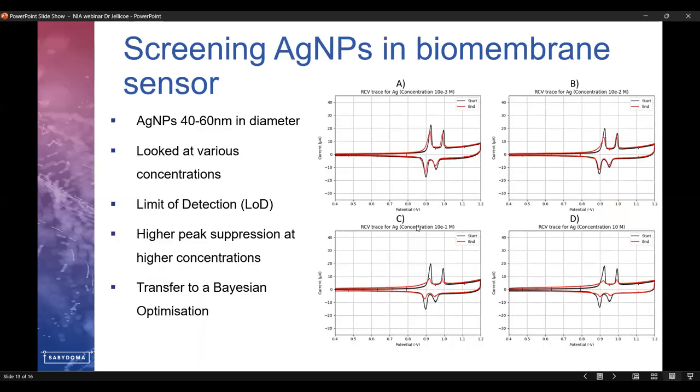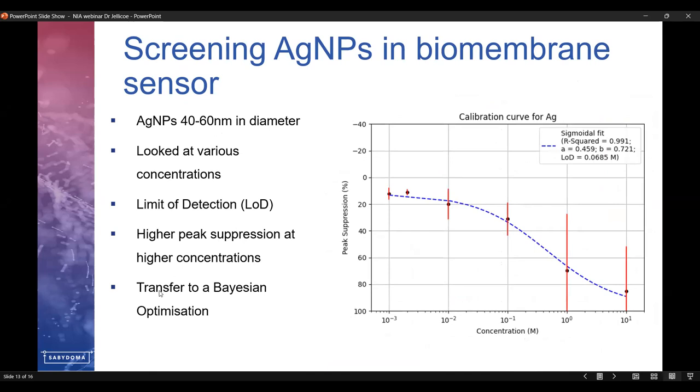So we decided to look at just some silver nanoparticles, 40 to 60 nanometers in diameter, looking at various concentrations, where we observed a higher peak suppression at higher concentrations. And we're currently transferring this technology to a Bayesian optimization, where we can change the conditions of the material synthesis to relate to how toxic the materials are.